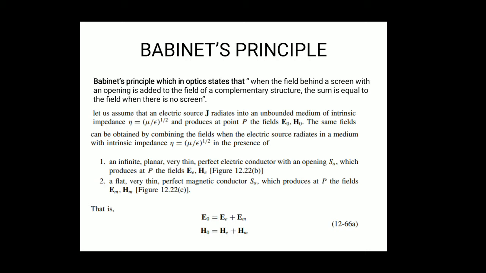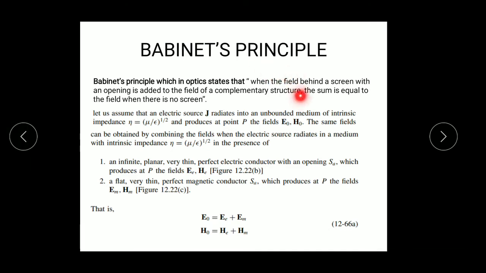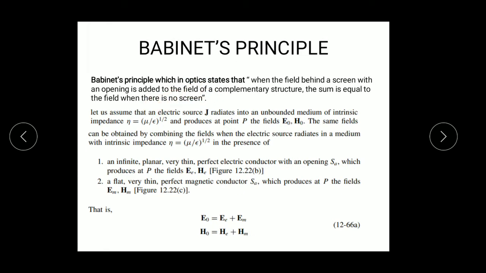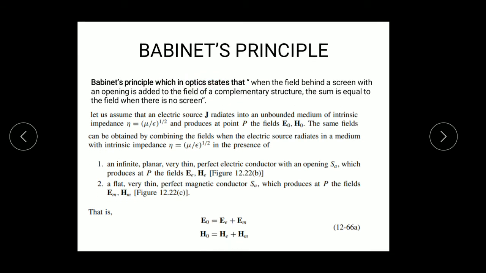According to the Babinet principle, when the field behind a screen with an opening is added to the field of the complementary structure, the sum is equal to the field when there is no screen. The meaning of this line we can explain by a design example.